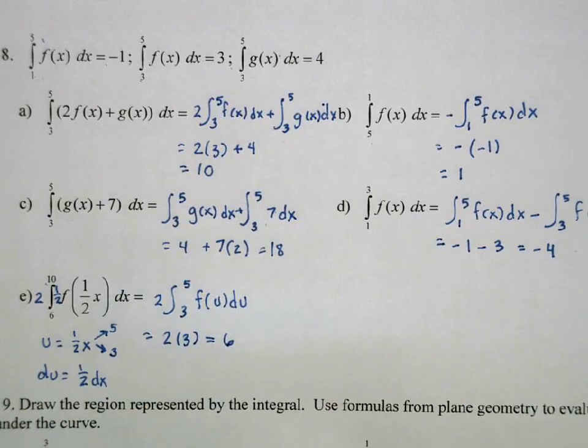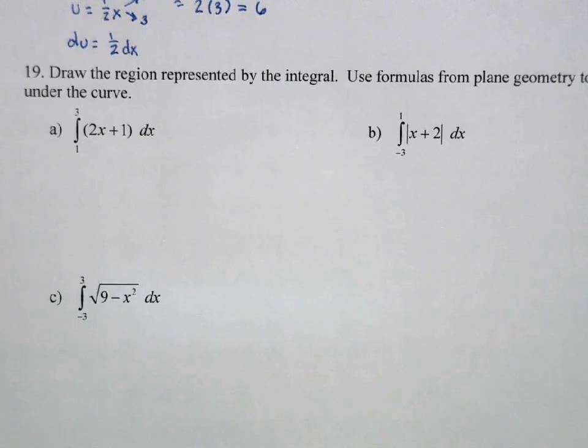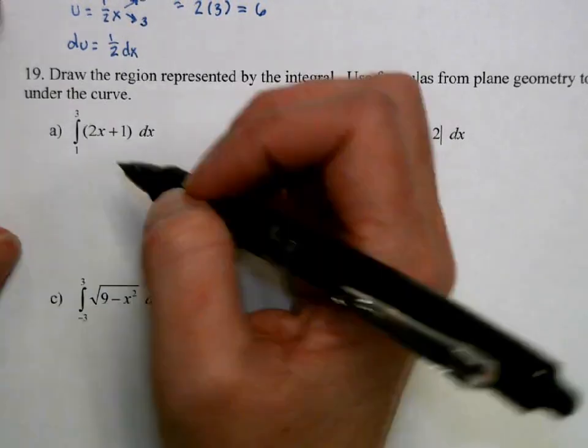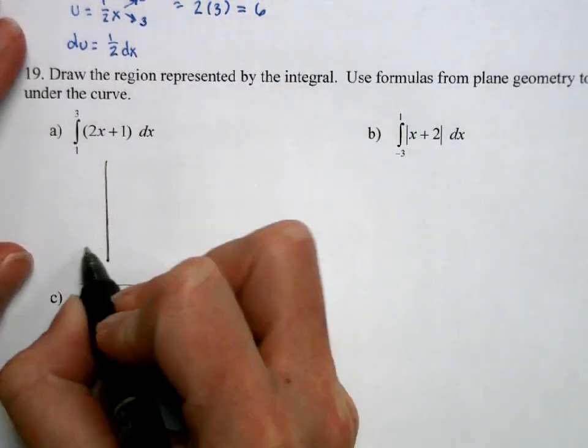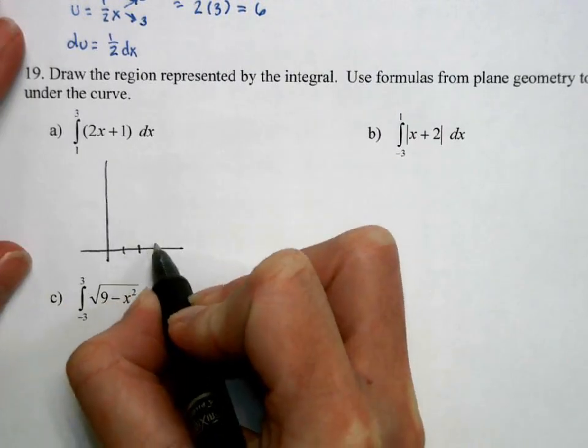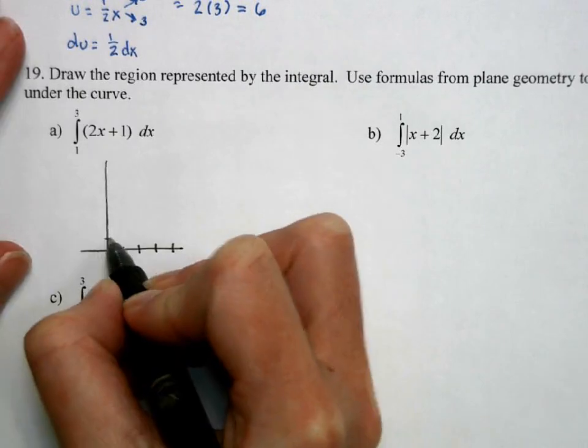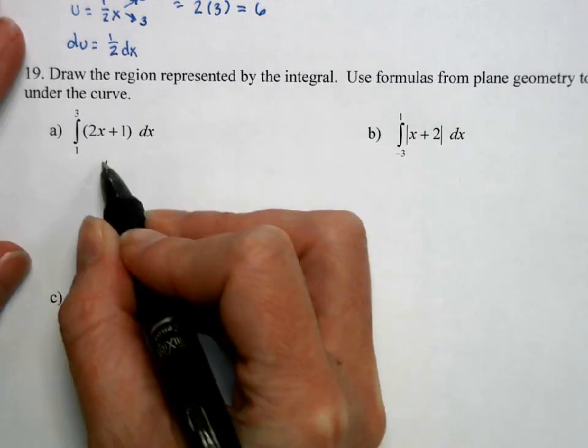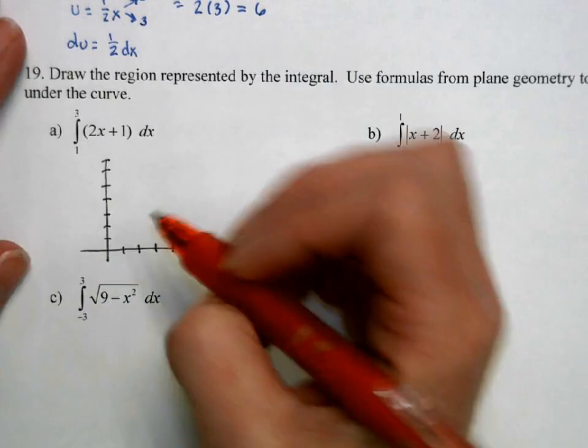Next, we're going to be doing some graphing. We're going to graph some known functions and use those to find the area under the curve, aka the definite integral. So first, we're going to have 2x plus 1. So that's just a line, y-intercept of 1. Okay, so 2x plus 1, slope of 2. You guys can graph a line.